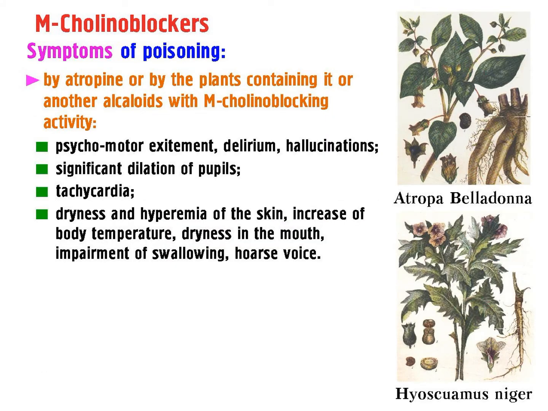When we are talking about M cholinoblockers, we have to remember that these drugs can also be overdosed, or we may have the situation of poisoning by M cholinoblockers or other alkaloids with M cholinoblocking activity from different medicinal herbs. And such symptoms of poisoning, intoxication or overdose include the following: psychomotor excitement, delirium, and hallucinations due to the central effects of these drugs, significant dilation of pupils, mydriasis, tachycardia, dryness and hyperemia of the skin, increased body temperature, dryness of the mouth, impairment of swallowing, and hoarse voice.